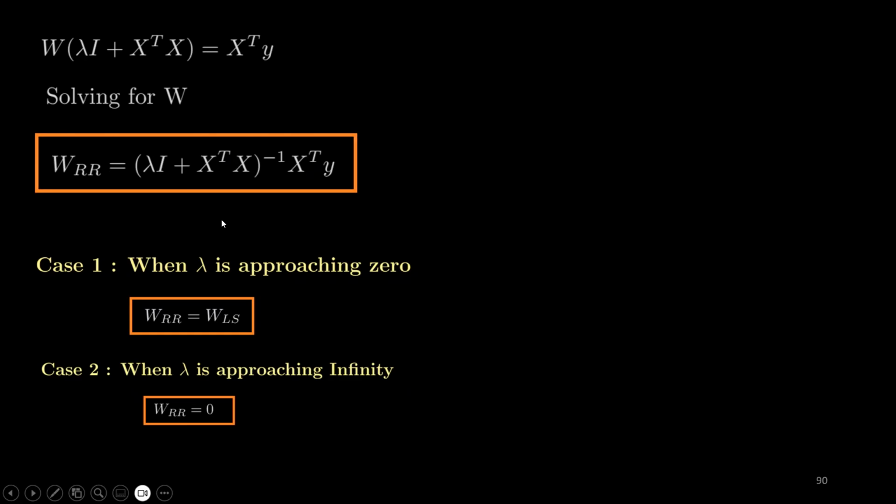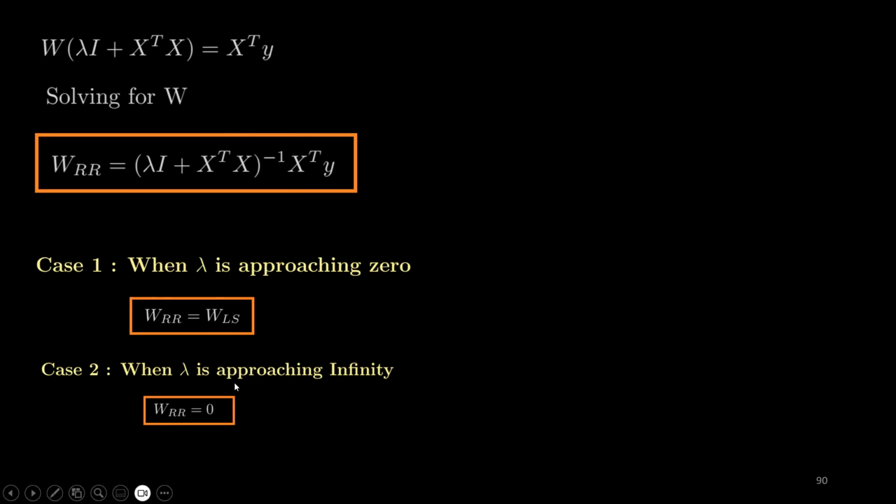So if we want to confirm the cases which we studied before, we can also confirm them on this equation. If I put lambda equal to 0 here, what will happen? If I put lambda equal to 0, this term will vanish, so I will be left with this term. If you remember, this term is the least square term. So our ridge regression will be equal to the least square method if lambda is 0.